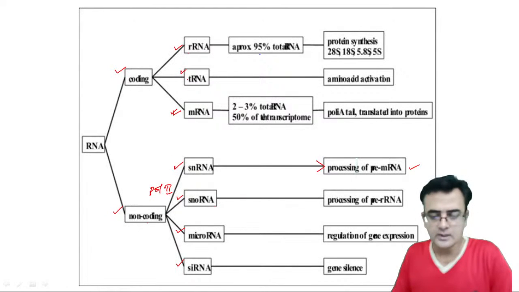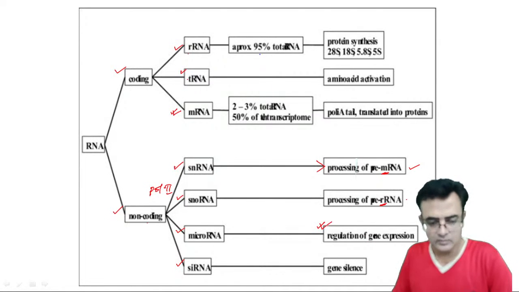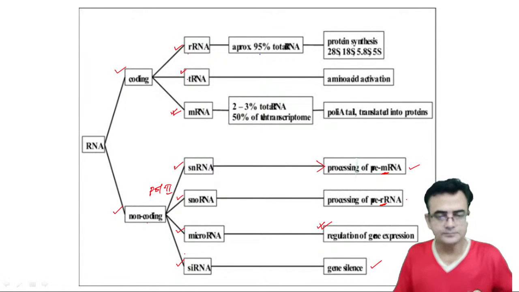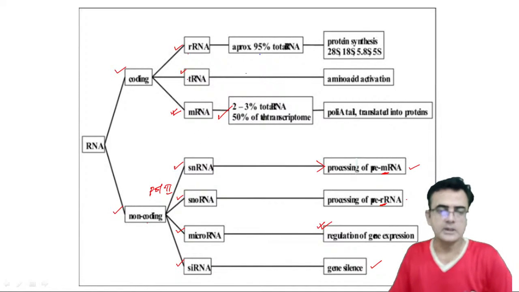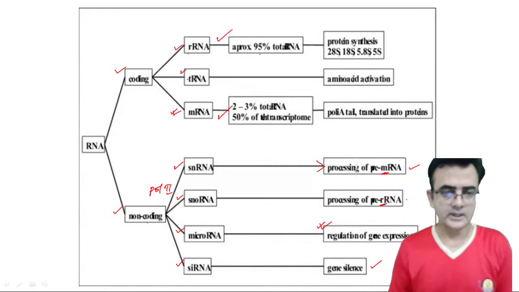snoRNA is responsible for the processing of rRNA, right? Here it is pre-mRNA, and this is for the pre-rRNA. Then miRNA is involved in the regulation of gene expression, keep in mind. And siRNA, we know the antisense RNA, does gene silencing, right? This is the function. Almost all of them are synthesized by RNA polymerase 2. If you talk about the coding RNA, then mRNA, rRNA and tRNA, right? mRNA concentration is approximately 2 to 3% of the total RNA, not much, but rRNA is 95% or more.